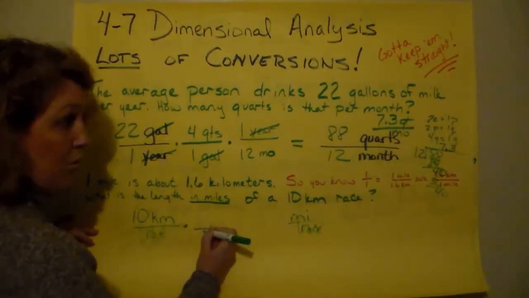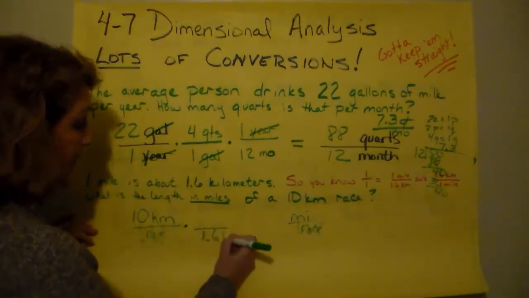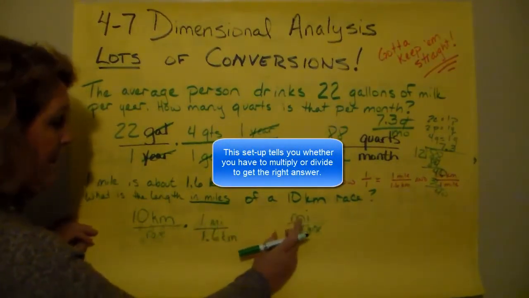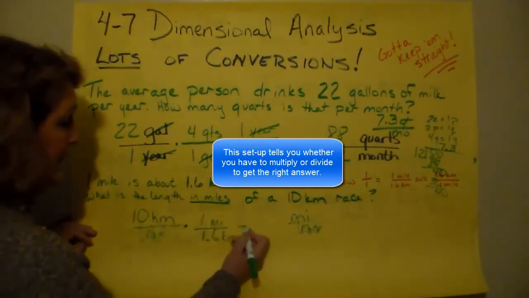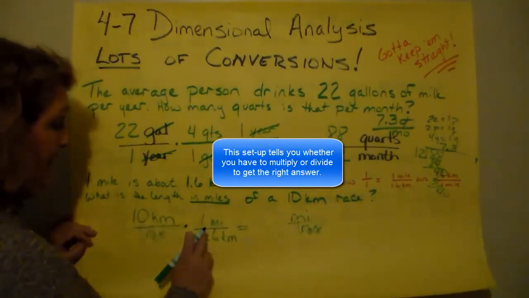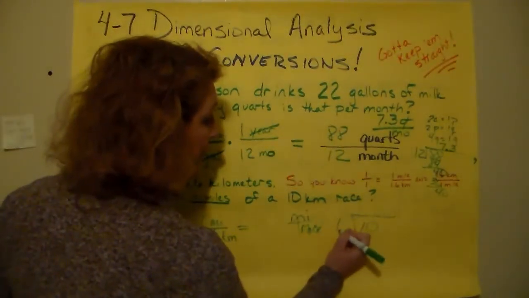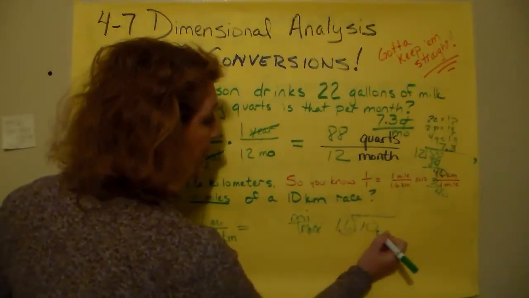I want my 1.6 kilometers equals 1 mile. And now I've got miles at the end. So if I multiply this out, I have 10 divided by 1.6. I'm going to move that over.